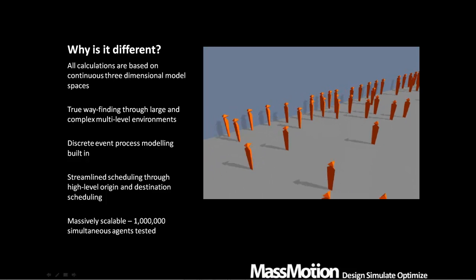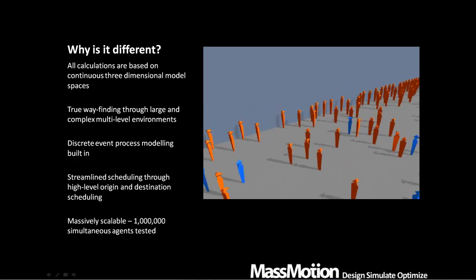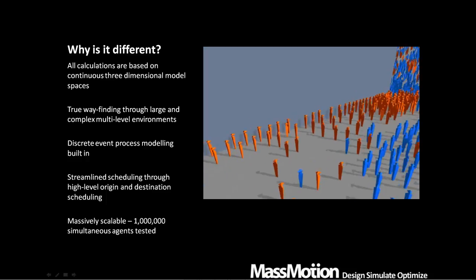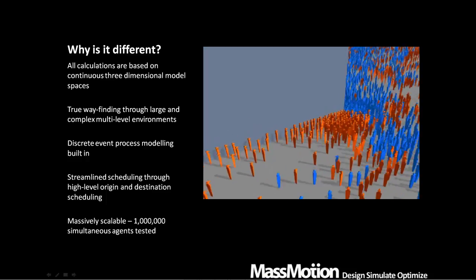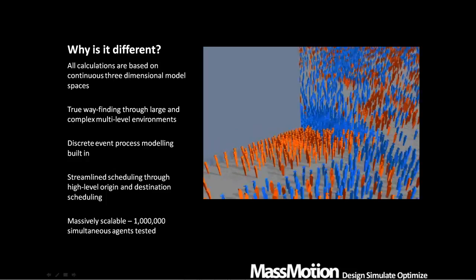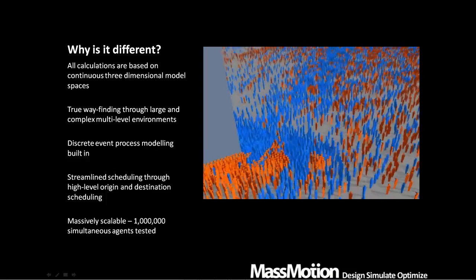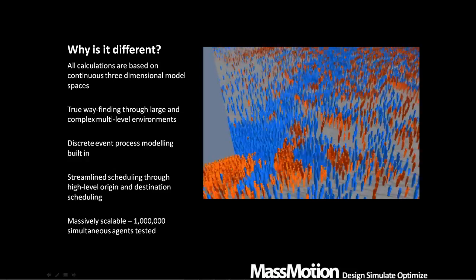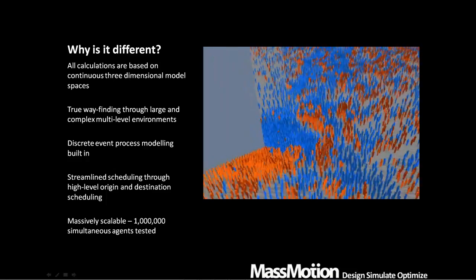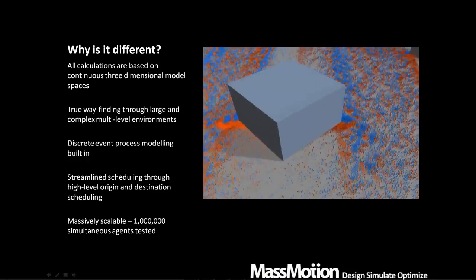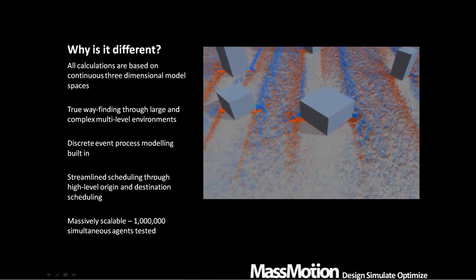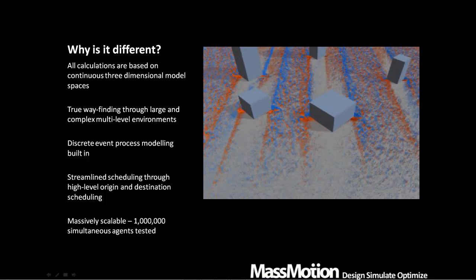It's based on a full three-dimensional space. It's a three-dimensional model. It might be two-dimensional in a model such as this one here, but you can see the barriers blocking these agents are still three-dimensional objects. But it gives true wayfinding through full three-dimensional space, upstairs and escalators and ramps and so on.